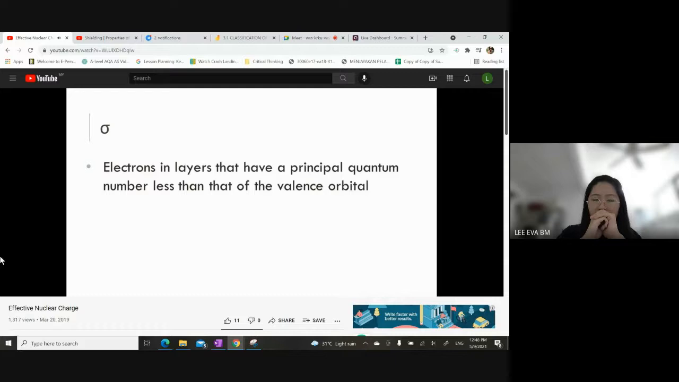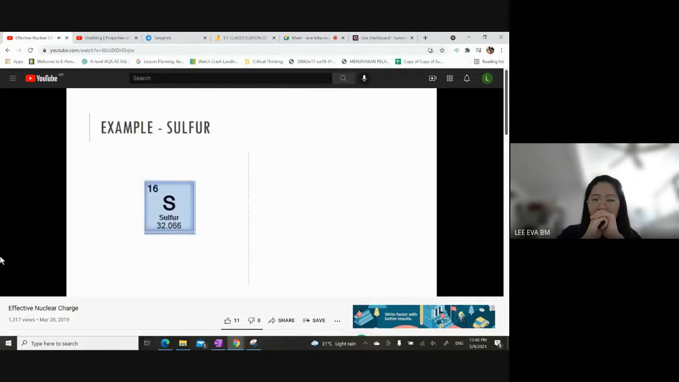For example, let's look at the effective nuclear charge of the valence electrons in sulfur. We'll start with its electronic configuration: 1s2, 2s2, 2p6, 3s2, 3p4. Sulfur has a nuclear charge of 16. The principal quantum number of its valence orbital, 3p4, is 3.